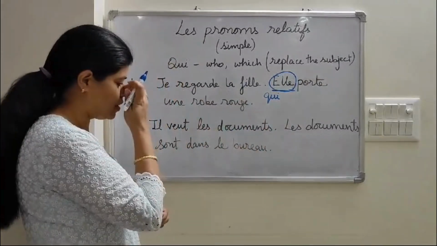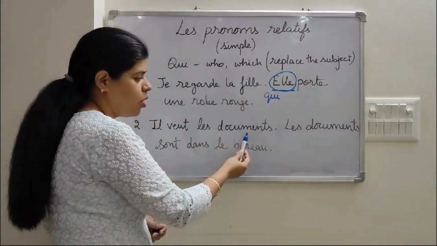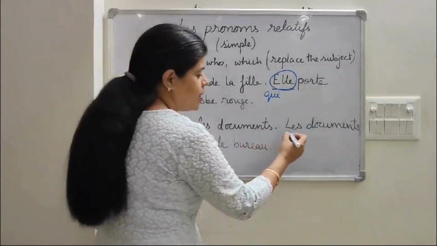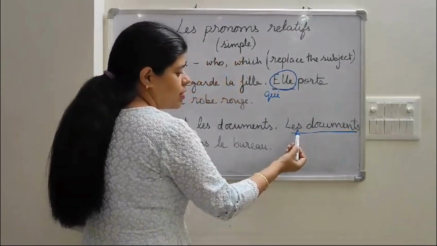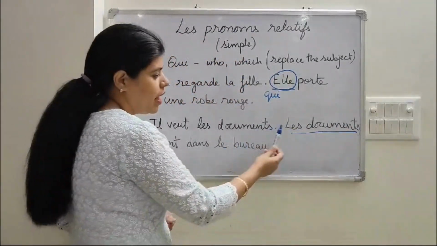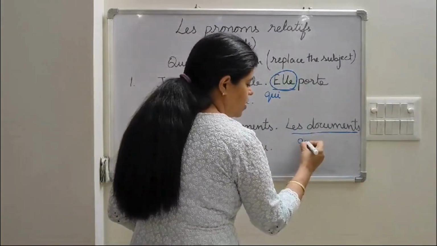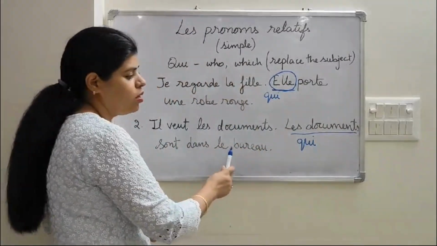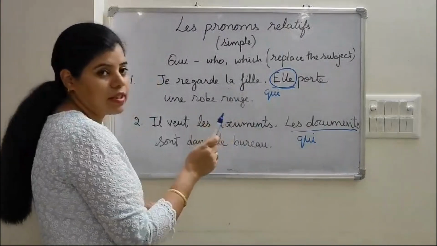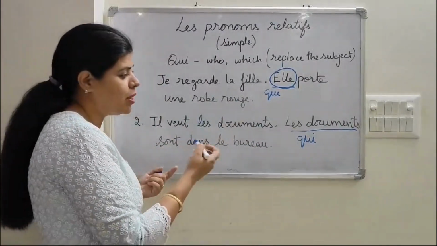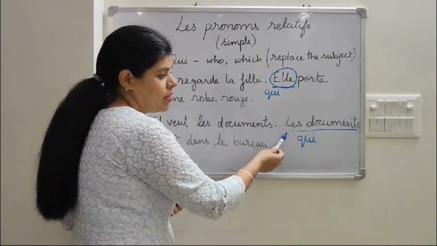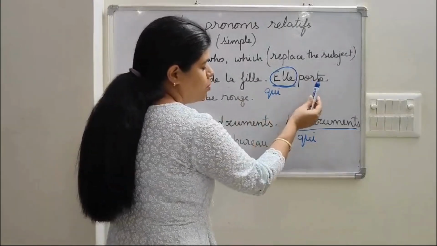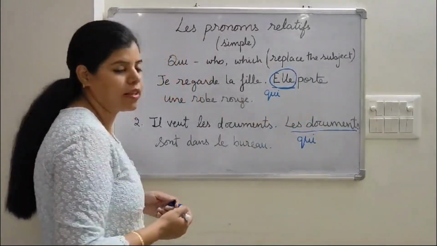Same way, in the second sentence, if I say il voit les documents, les documents sont dans le bureau. Now what is being repeated? Les documents. So this is the subject which is being repeated in the second sentence, and to replace this again we'll be using qui. So the sentence will become il voit les documents qui sont dans le bureau. Now it's not necessary that the subject has to be a person. It can be a person or a thing also, like in this example. And usually there is a verb after qui in the sentence.